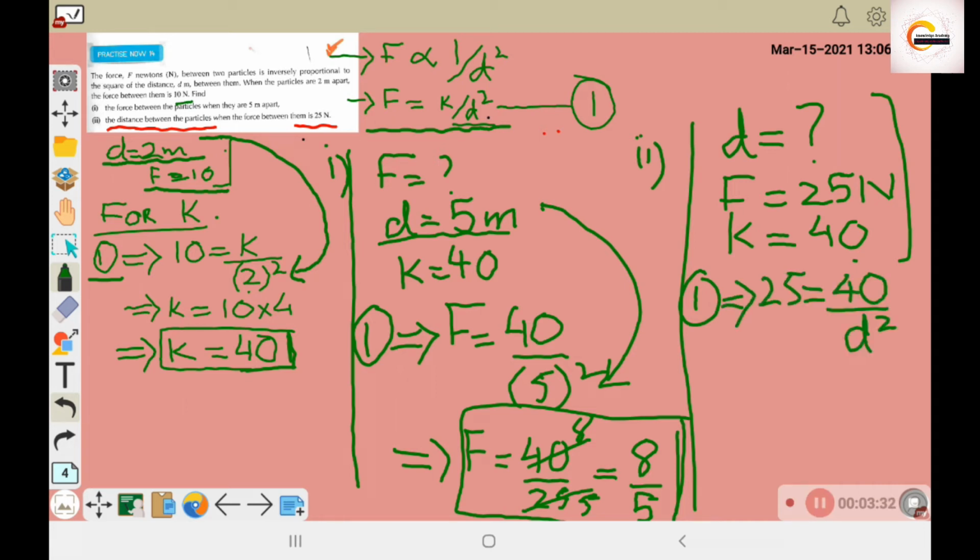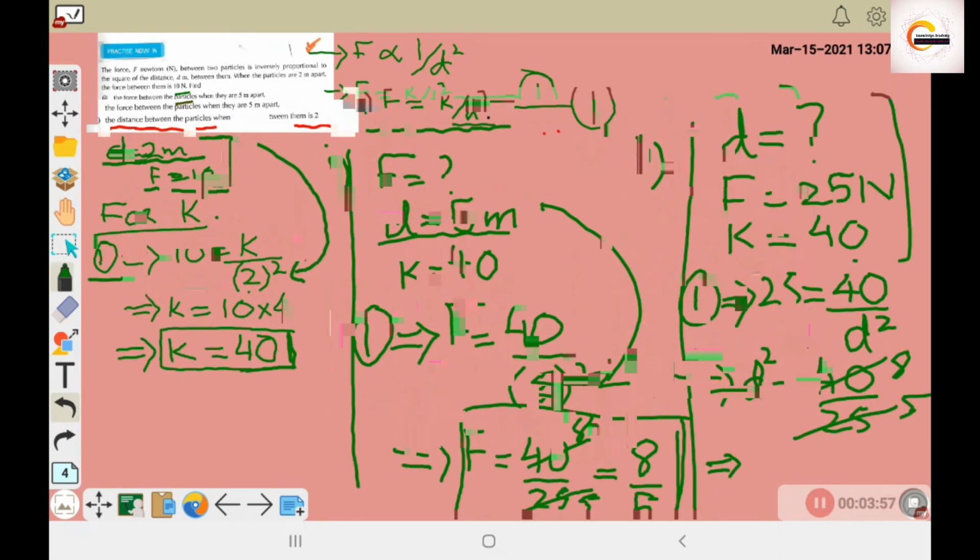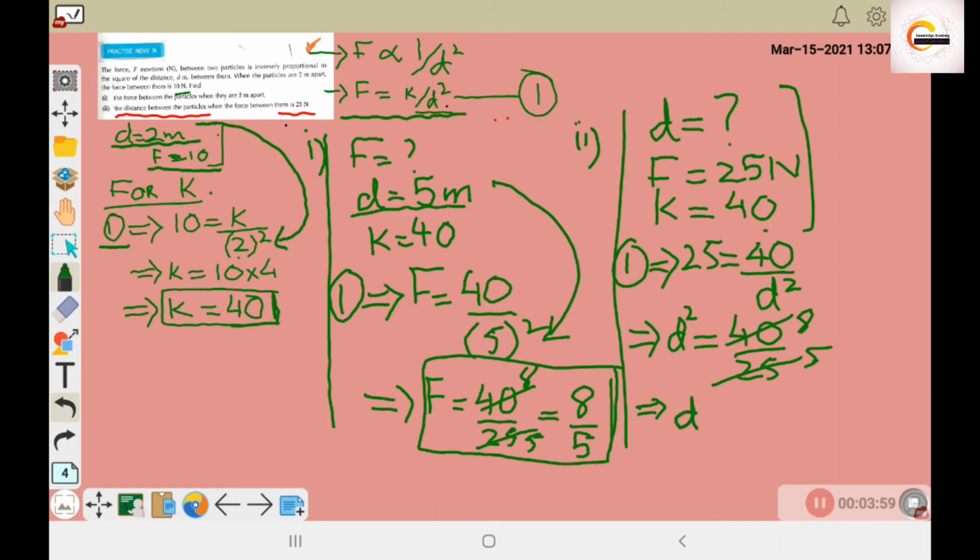And number 1 will become 25 is equal to 40 upon d square. I'm going to put d square on one side, d square is equal to 40 upon 25. Simplify. 8 upon 5. Now d square is equal to 8 upon 5.